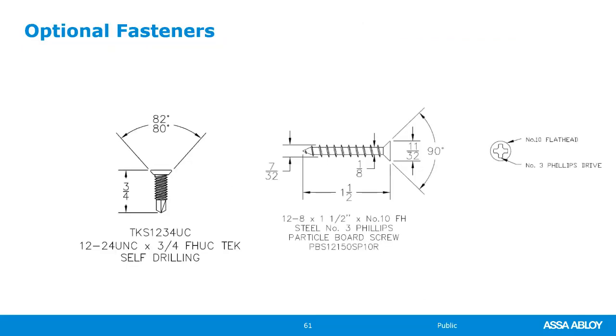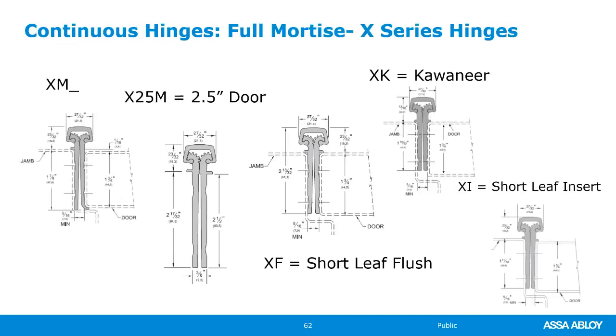We also have self-drilling machine screws and wood screws. However, these have to be ordered as an option. They don't come with the hinges. If you're going to order the X-Series hinges, the X-Series hinges have thicker leaves than the traditional geared hinge, but it doesn't require any additional clearance. The X-Series hinges allow for a deeper cavity for electrical wires when ordering an electrified hinge.